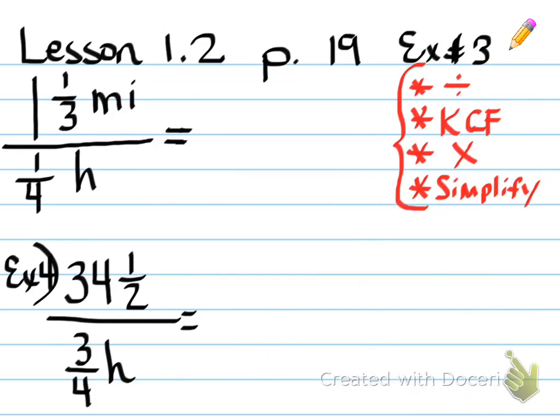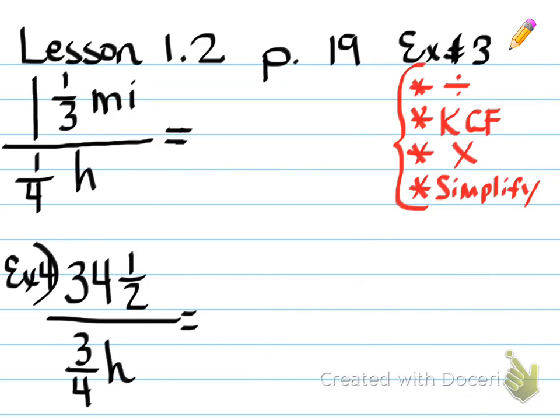Alright, lesson 1.2. Now we're on page 19, looking at examples 3 and 4, talking about finding unit rates. When fractions or complex fractions represent different units, you can find the unit rate. So example 3, you see the words that go with this problem. Josiah can jog 1 1/3 miles in 1/4 hour. Find his average speed in miles per hour. So you can see off to the side in red, I'm reminding you of your steps. You are setting this up as a division question.